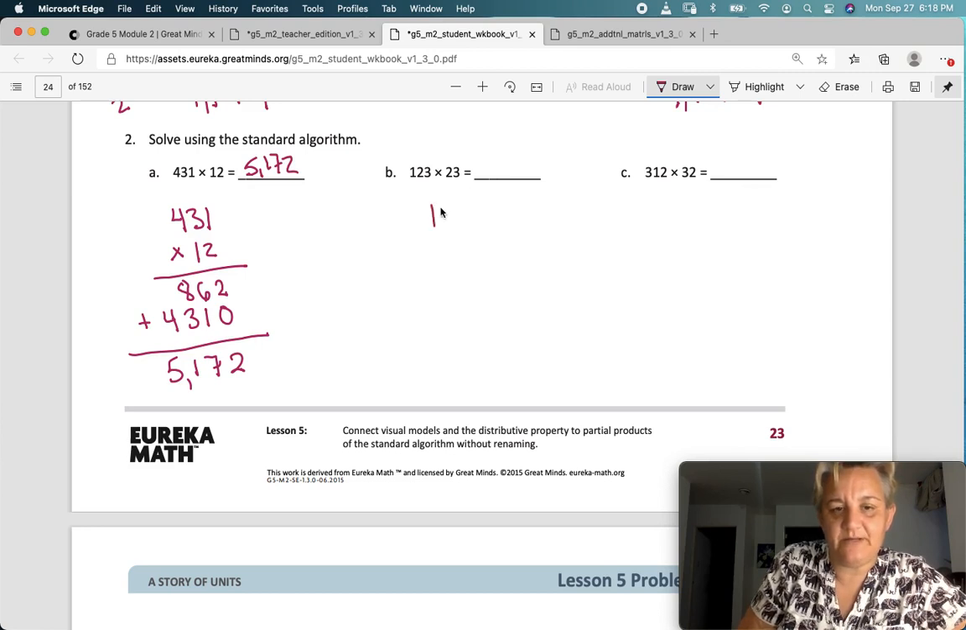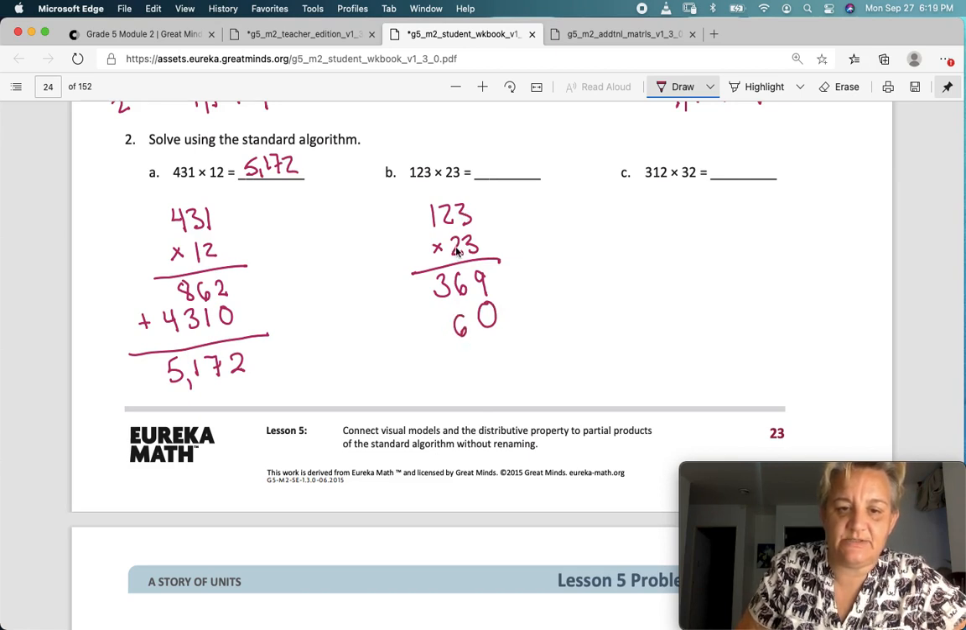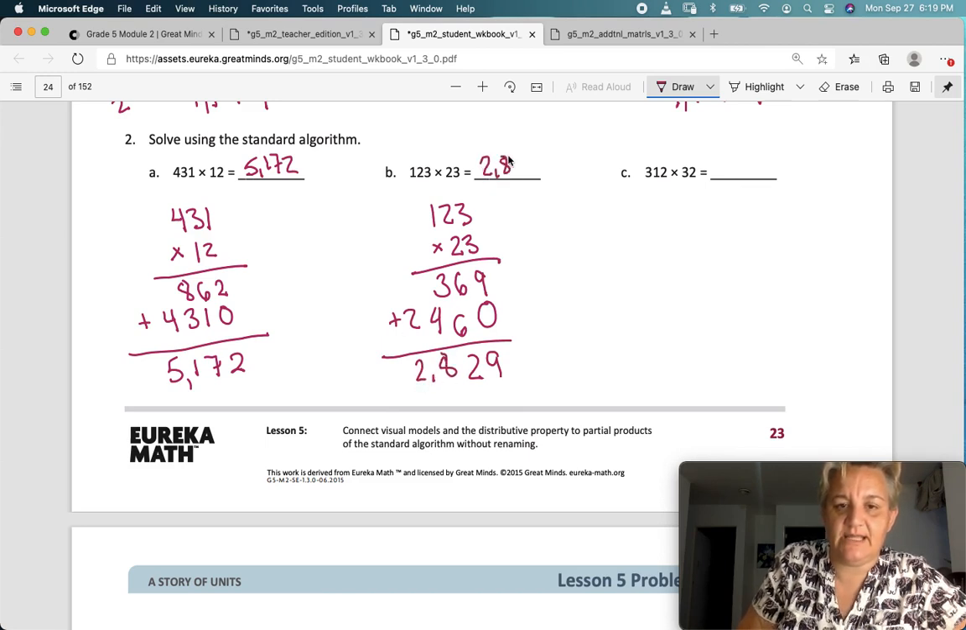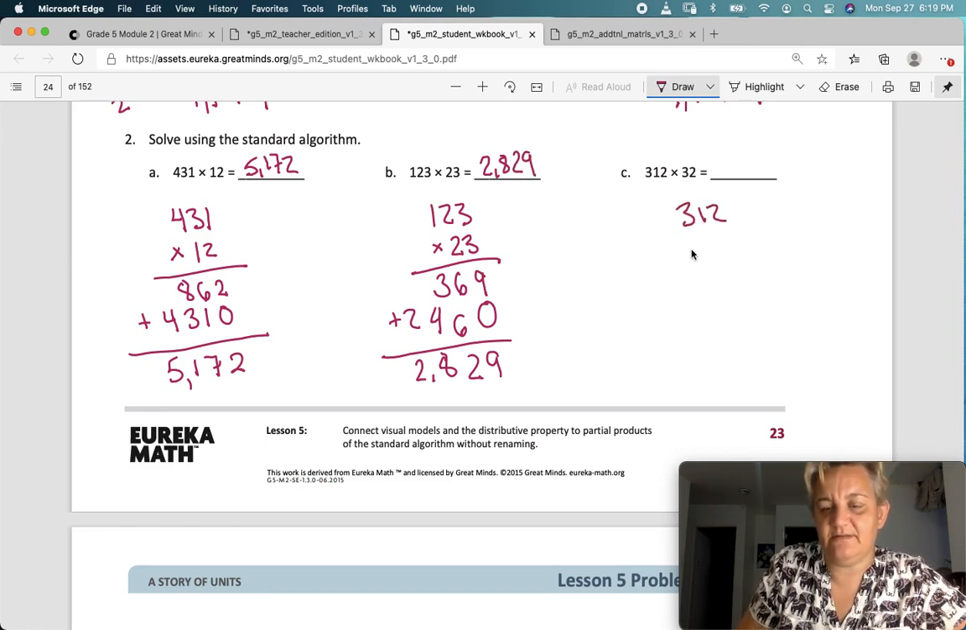Here's the next one. Bigger number on top, usually. 23 on the bottom. Okay, and I'm going to multiply the ones first. So 3 times 3 is 9. 3 times 2 is 6. 3 times 1 is 3. That's the 3, the ones place. Now I'll multiply the tens place, so I'll add a 0 because it's the tens place. 2 times 3 is 6. 2 times 2 is 4. 2 times 1 is 2. And then I add those together. 9, 12, carry the 1 is 8, and 2. 2,829.